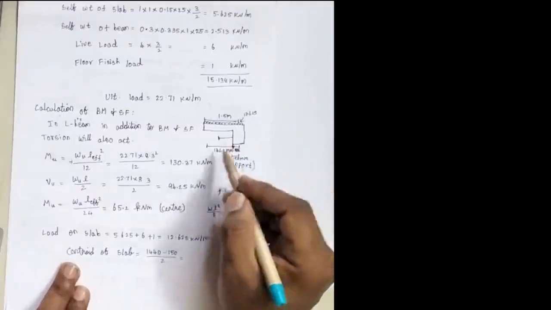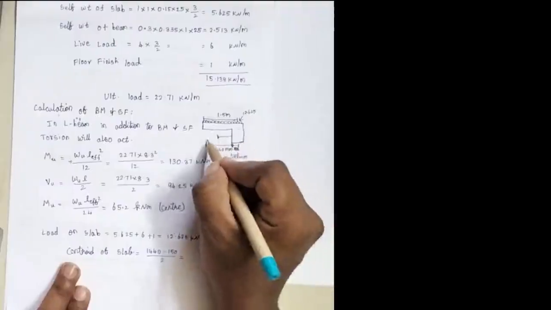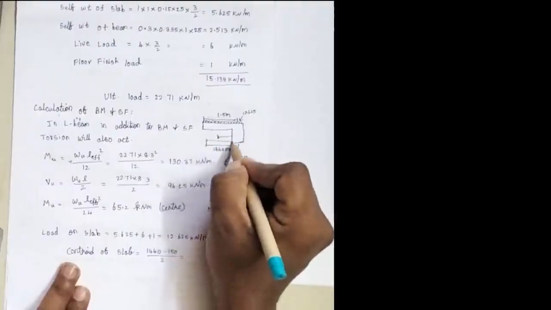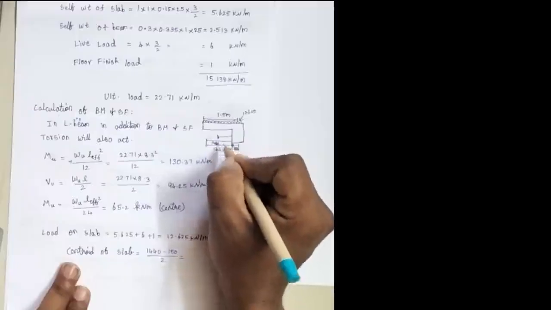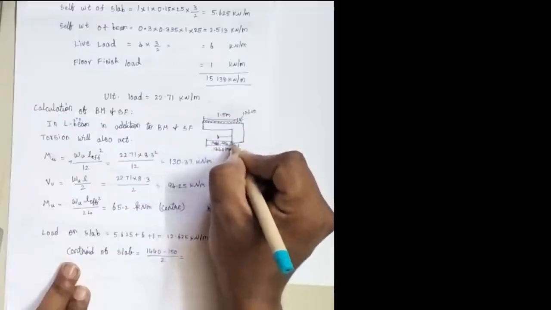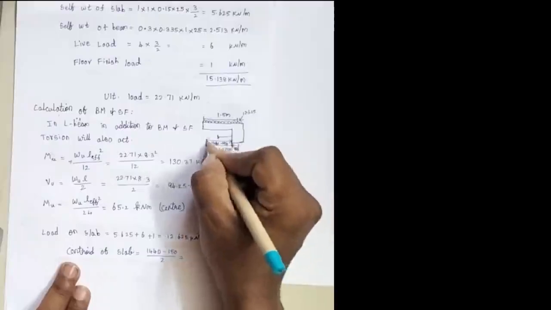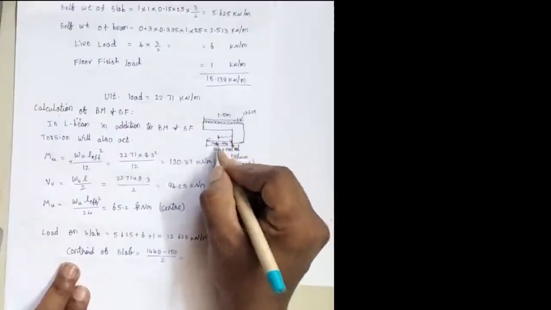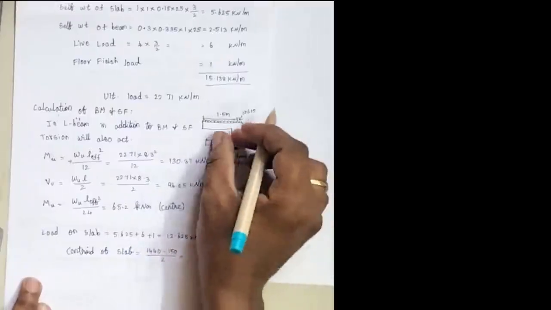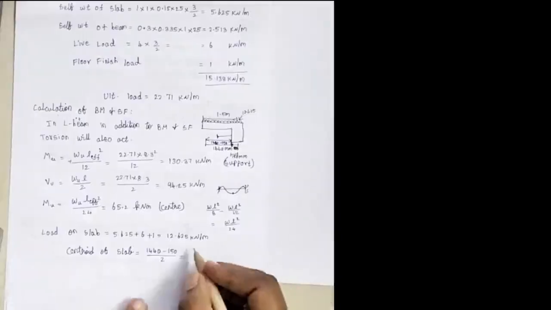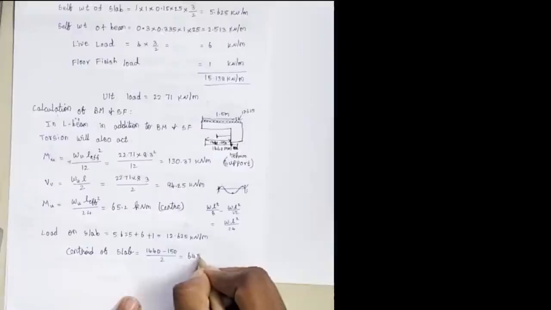Here I am going to consider 1440 minus 150 mm divided by 2, because from this area to this area, this value is nothing but 1440 minus 150. So in order to calculate this value, I am considering 1440 minus 150 divided by 2. So half of this value will be this value, and the value I am getting is 645 mm.